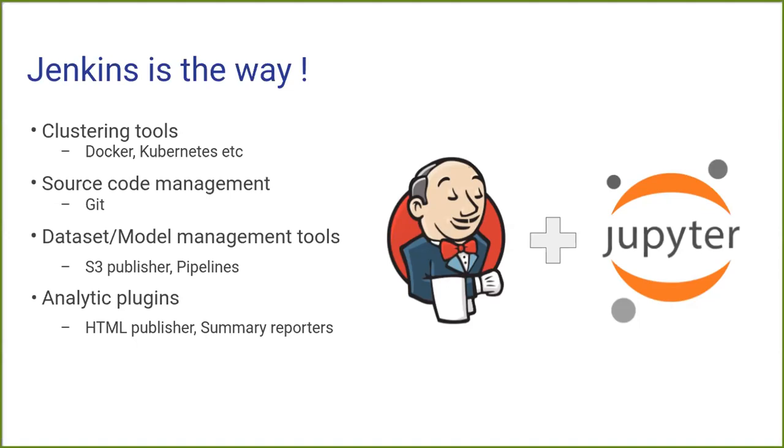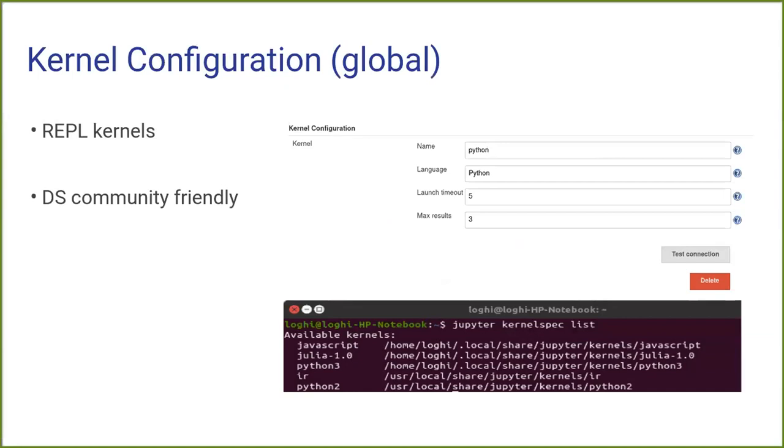to make ML operations successful. So let me explain the features we have implemented during this GSoC period. The first one is a very data science community friendly configuration of the kernels. If you want to check which kernels you have installed in your system, you can just go to your terminal or command prompt and type jupyter kernelspec list. It will display all the kernels you have installed in your system. I will explain a little more about how to do that during the demo. Let me pass to the next slide.